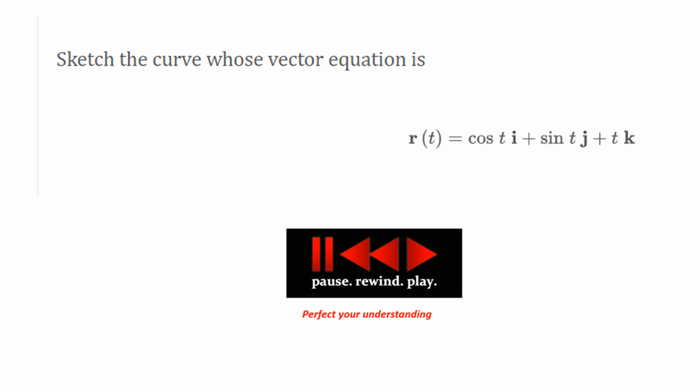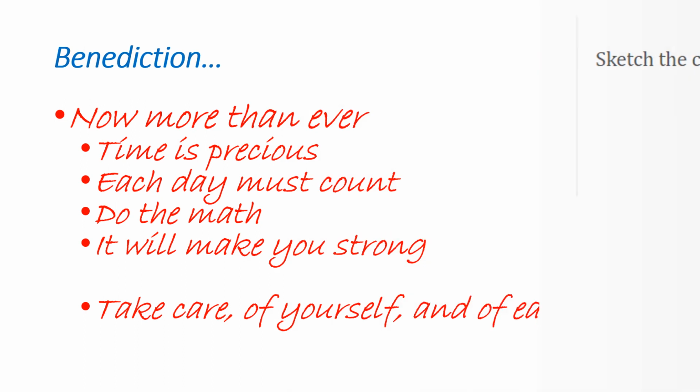Okay, let's do another example, maybe a more interesting one. Let's sketch the curve whose vector equation is given by r of t is equal to cosine of t times i plus sine of t times j plus t times k. You know what to do. And we'll see how you do when we resume this with the continuation video.